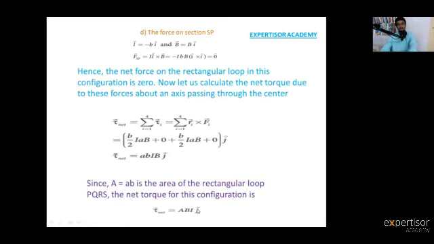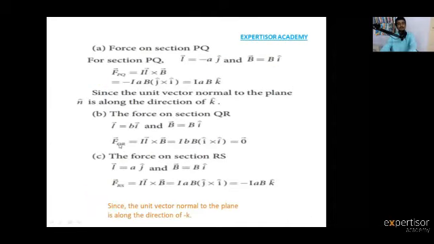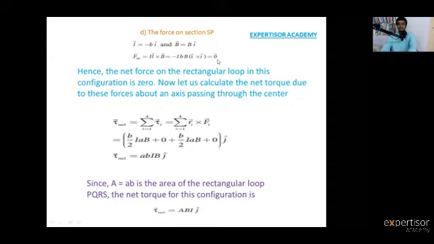Okay. Coming to section SP. So here L is equal to minus b I cap, and B is equal to B I cap. At the same time, the QR side is opposite to the SP side. This is also 0. So hence the net force on the rectangular loop in this configuration is 0.